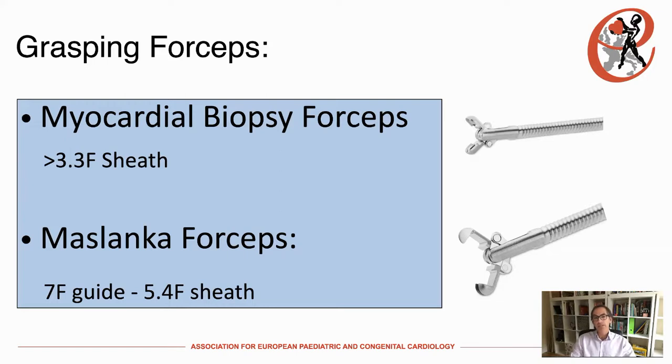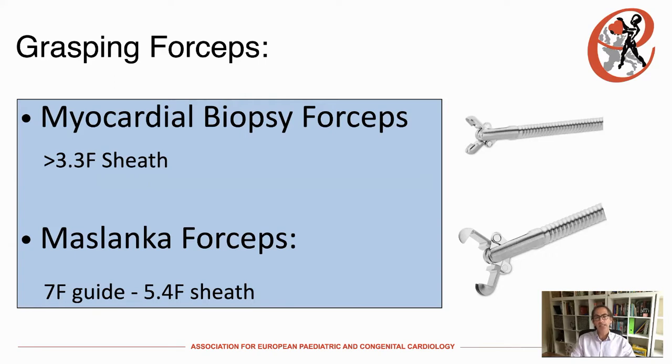The Maslanka forceps are specifically designed to grasp and retrieve devices. The grasping force is stronger compared to the biopsy forceps, and they are designed with sharp teeth on the tip of the jaws to provide a reliable grip. However, their use is limited in smaller patients, as they require a minimum of a 6 French sheath or a 7 French guiding catheter.